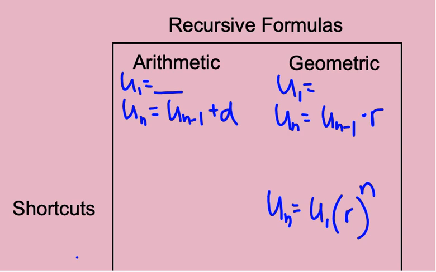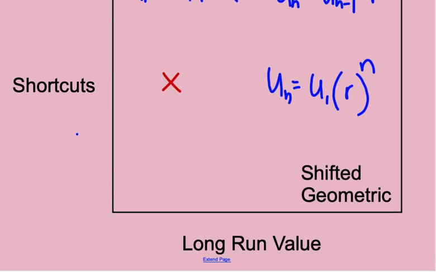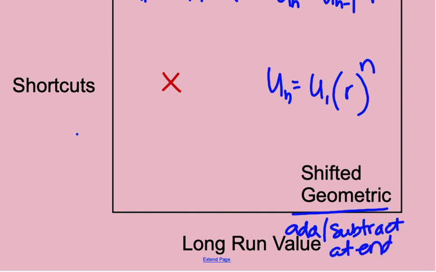There are no shortcuts for arithmetic at this point in time. We'll get to one later, but we don't have one yet. Today we're going to talk about a shifted geometric, where basically, when it's a geometric, you multiply by something, but then you add or subtract something at the end. And we'll get into that in the second video. It'll become pretty clear for you.